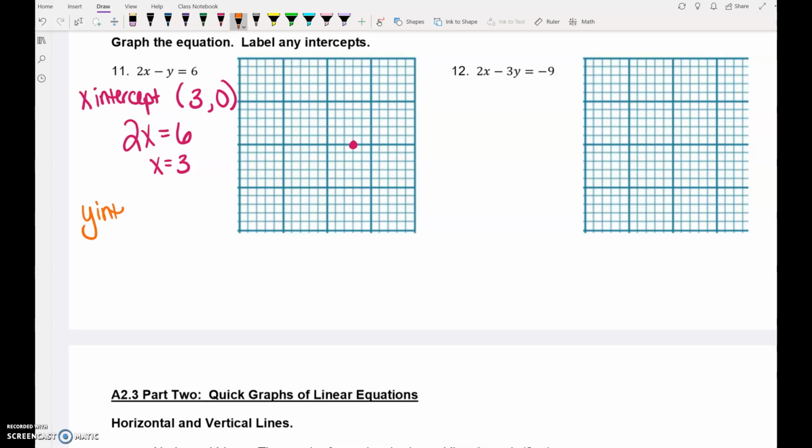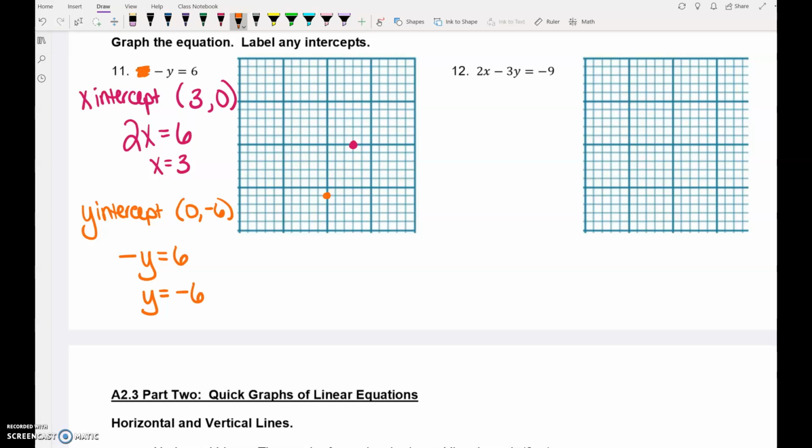Now for the y-intercept. Y-intercepts are always 0, comma, something. So we're going to put 0 in place of our x. 2 times 0 is 0. So we're left with negative y equals 6, which means that positive y is negative 6.